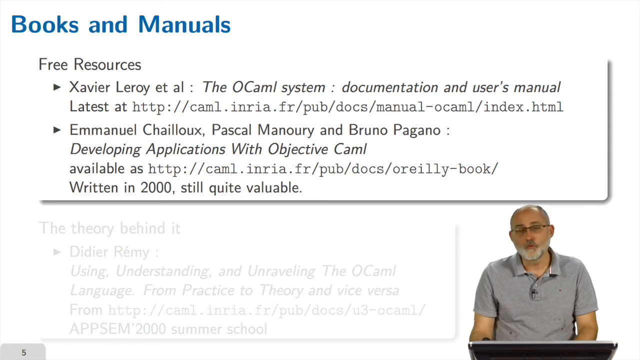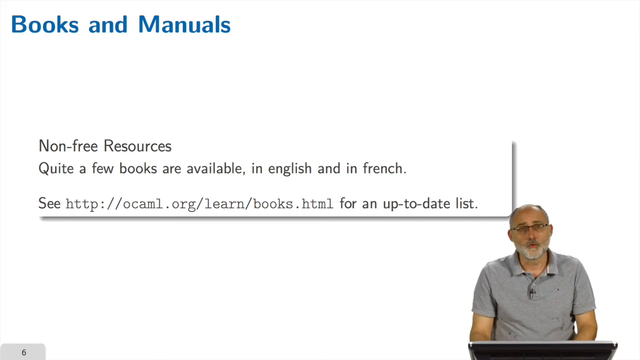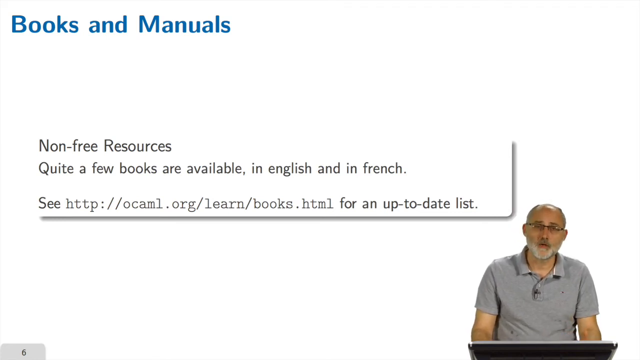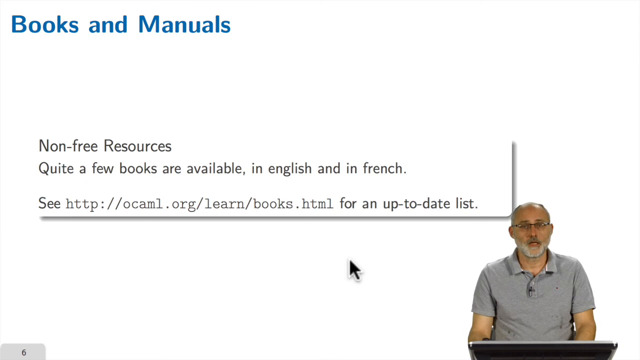And if you really want to know more about the theory behind all this, I would strongly recommend you have a look at the course notes by Didier Rémy from the Applied Semantics Summer School, which was held in the year 2000. This gives you really the understanding of how the system works inside from a theoretical point of view. But then if you look for more recent resources, there are many which are non-free. There are quite a few books which are available in English and in French. Again, go to the OCaml.org community website. You have a pointer there with all the books which are known today.